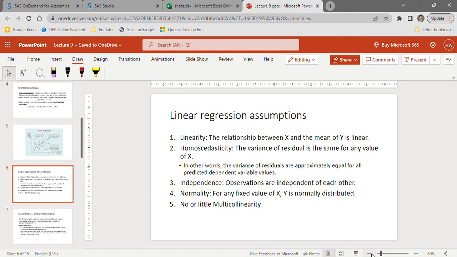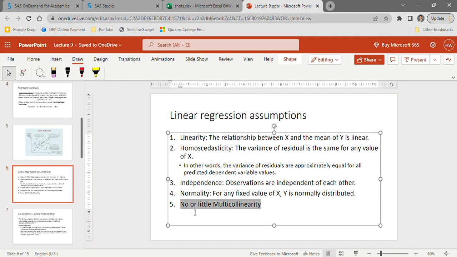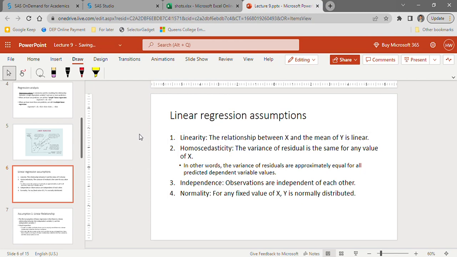That our data needs to follow a normal distribution, and we would test for it in a very similar way. And little or no multicollinearity, right? And I'm going to save this one for a future lecture, so I'm going to take that out of there, and you won't even see it in your slides right over here.